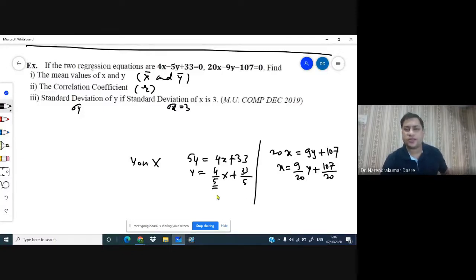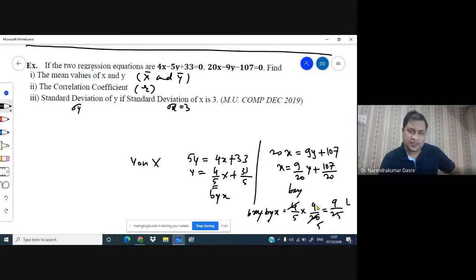So this is our byx and this is bxy. Calculate byx into bxy. What we'll be having here is 4 by 5 into 9 by 20, and hence it is going to be 9 by 25. So it is less than 1. If it is less than 1, that means these are correct lines.